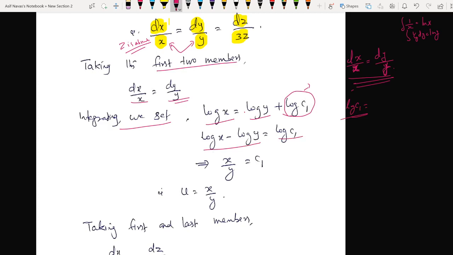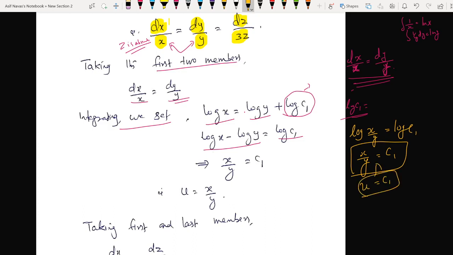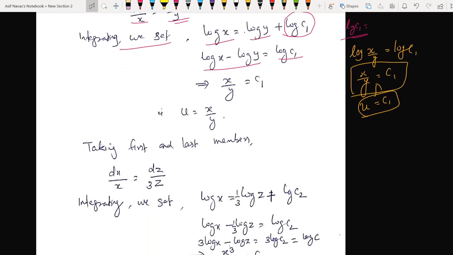Then what you will get? This implies log x minus log y is log x by y, equal to log c1. Then if you take exponential on both sides, you will get x by y equal to c1. So that is the u equal to c1 form. So we get a solution for u.